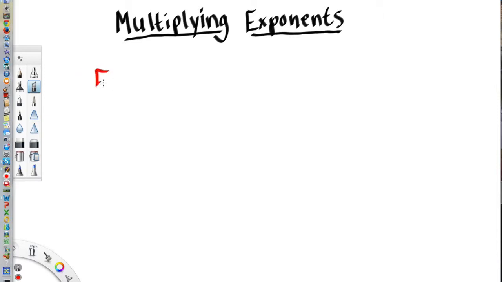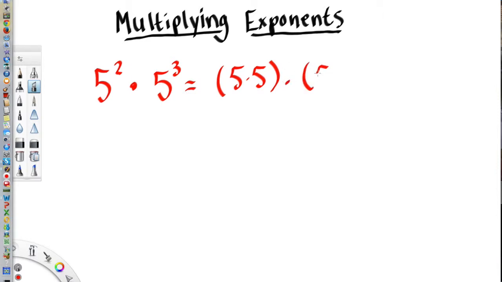Let's take a look at, let's say, 5 to the second power times 5 to the third power. Well, what does that look like? Well, 5 to the second power would look like 5 times 5 times 5 to the third power, which would be 5 times 5 times 5. Okay, and sure enough, if I just count how many times 5 is a factor, I know that this is going to be 5 to the 1, 2, 3, 4, 5, 5 times. Let's take a look at another one.